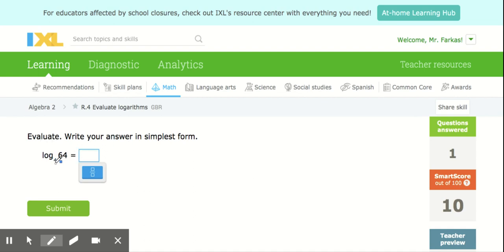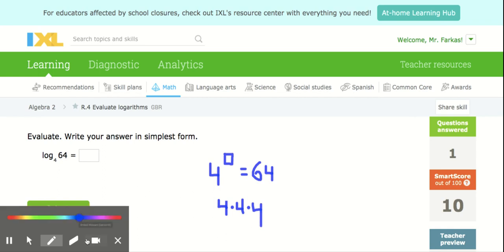Here we have log base 4 of 64 equals what? Well, 4 to what power equals 64? Let's see, 4 times 4 would be 16. 16 times 4, that would be 3 times, right? 16 times 4 would be 64. So this must be 3.